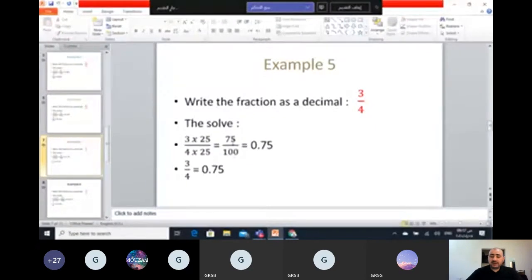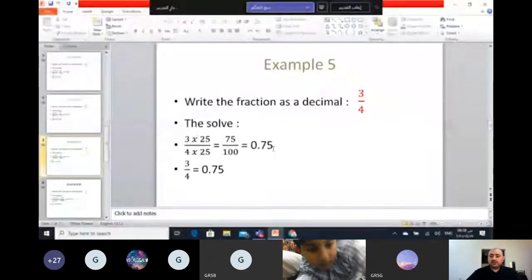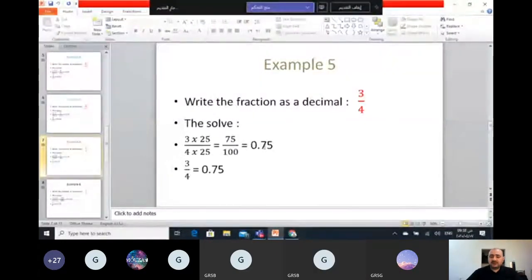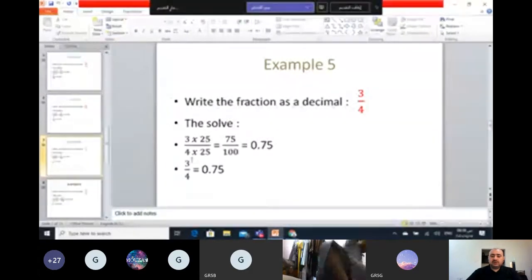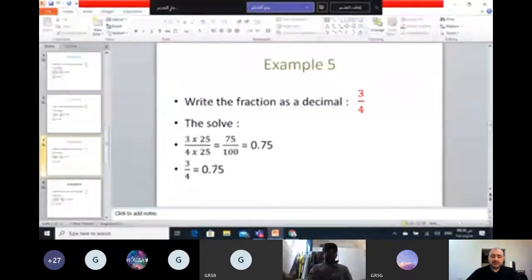Now I can change, because the denominator has a power of 10. Here we have 100. What's the meaning of 75 over 100? It means I have 75 parts of the whole number 100. So write 75 in the hundredths digit, put the point, then put 2 digits here, 75, and put 0 here because we don't have a whole number. So 3 over 4 equals 0.75.